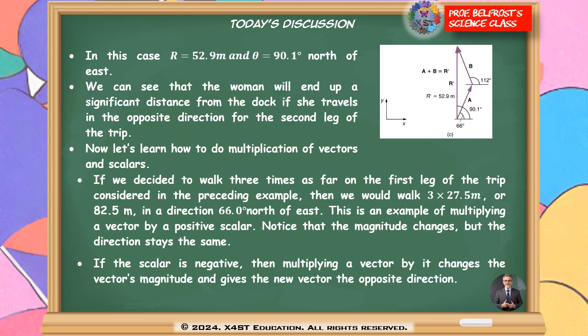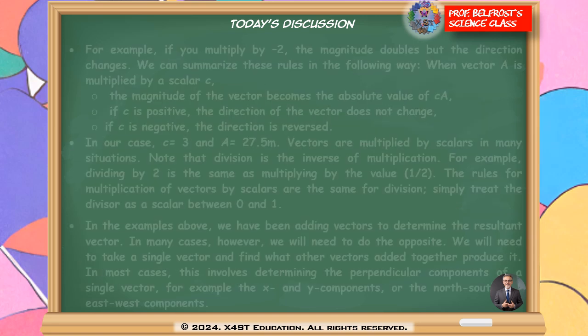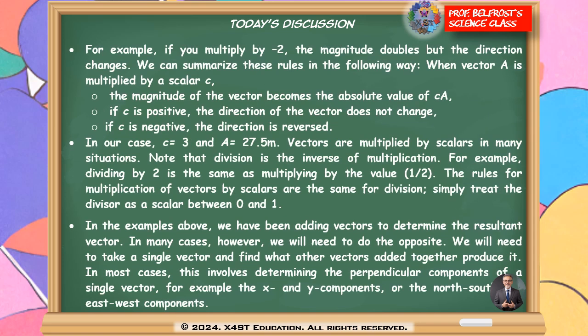There's a condition: if we multiply by a positive scalar, that's the case. But if the scalar is negative, then the magnitude stays the same, but the direction changes. I'll show you in the example. For example, if you multiply a vector by the scalar -2, then the magnitude doubles, but the direction will change.